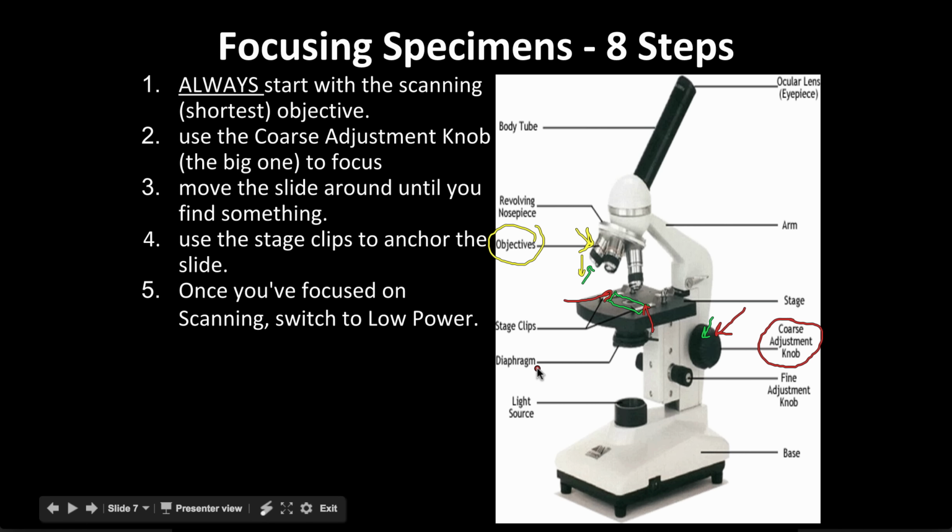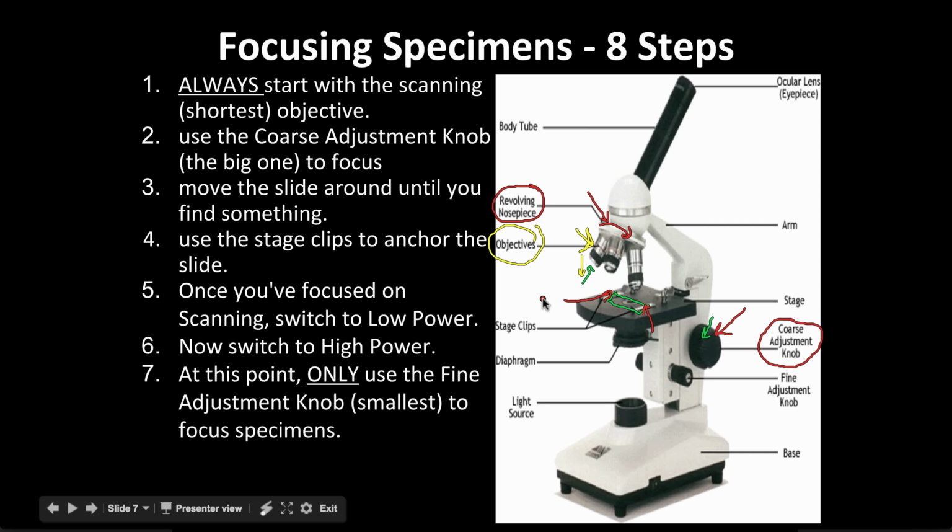Once you've focused on the scanning power, we can switch to low power. So you'll use this right here, this revolving nosepiece. That part turns, and we'll switch the objectives. Then we're going to switch it again to higher power. You continue to get it in focus. At this point, when you have a bigger objective pointing straight down towards your glass slide, you don't want it to punch through your glass slide and crack it.